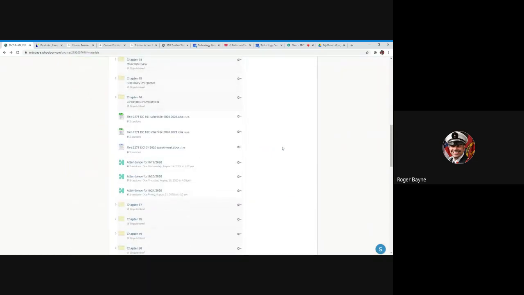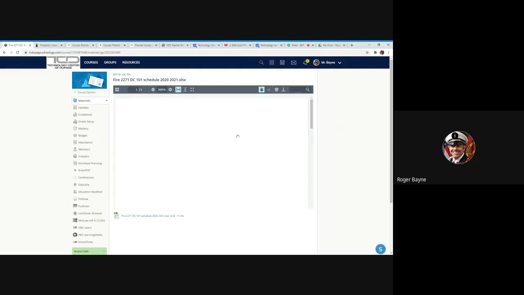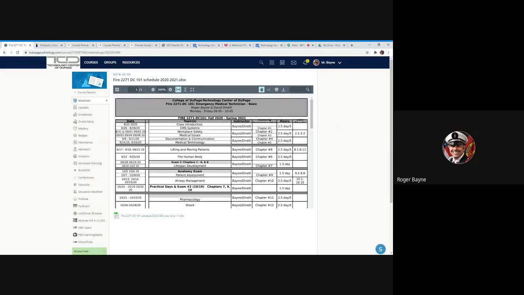When you come down here to the bottom, or middle page, I guess it would be, you've got these three folders here. This is the agreement. If you still need to print that out and sign it with your parents, that's Fire 2271 DC-101 2020 agreement. The other two folders that are above it, you've got the Fire 2271 DC-101 and 102 schedule. These schedules are identical. The difference is 101 is the AM class, 102 is the PM class. So if you click on that, not a bad idea to print this out, keep it somewhere at home. This is your schedule. So there's no surprises.